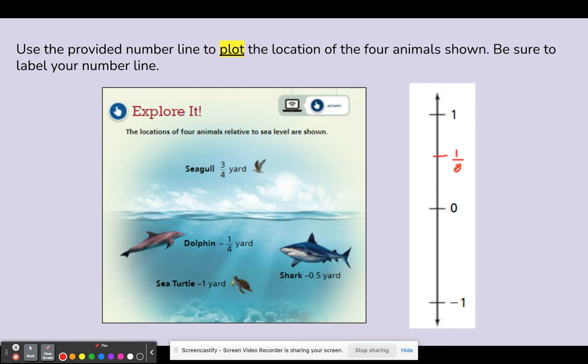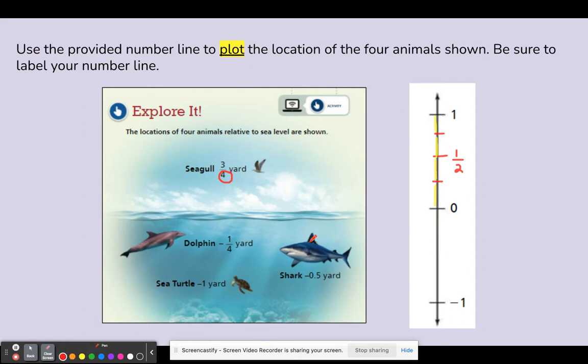So that is 1/2. Now, that only divided my number line into 2 sections. I have this section and this section. Well, remember, I need 4 sections because the seagull is 3 out of 4. So I'm going to put 1 here and I'm going to put 1 here. Now, if you look at this, I have 1 section here, 1 section here, 1 section here, and 1 section here. I actually created 4 sections in between 0 and 1.